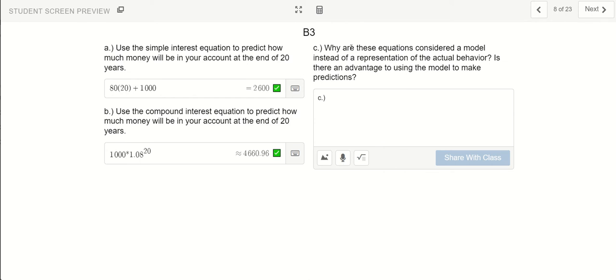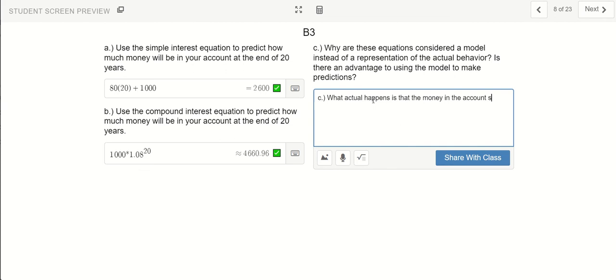So why are these considered representations and not the actual thing? What actually happens is that the money in the account stays the same until the end of the year.